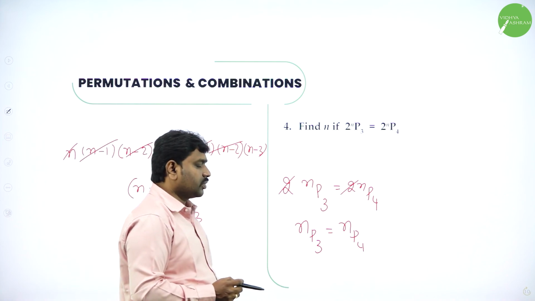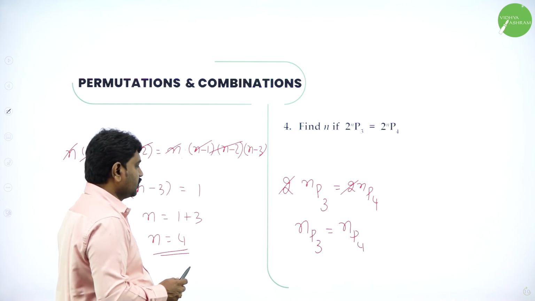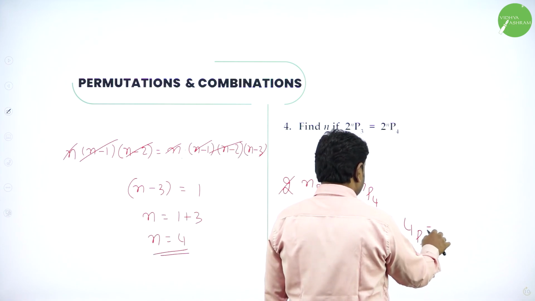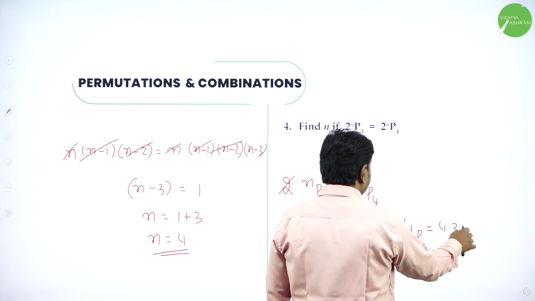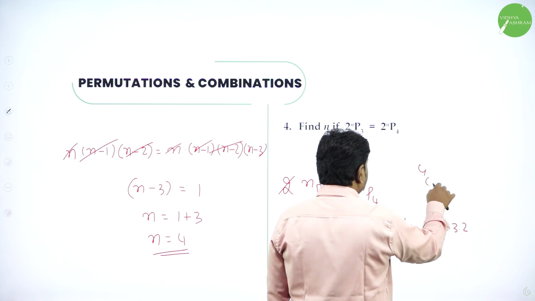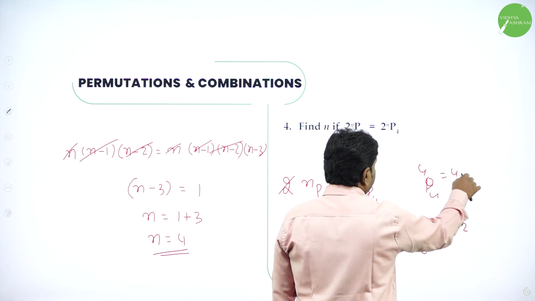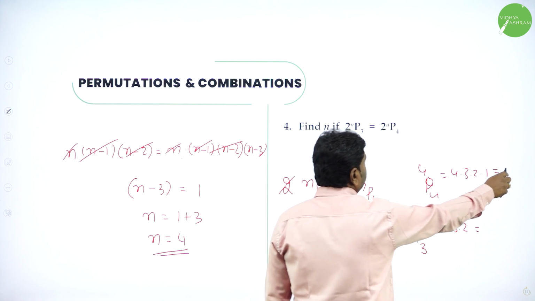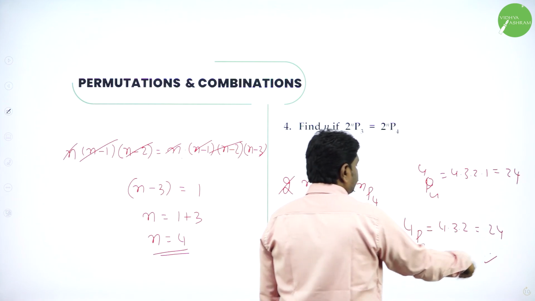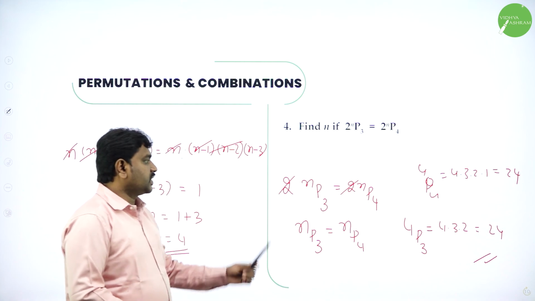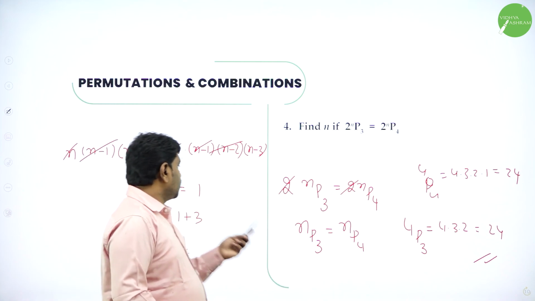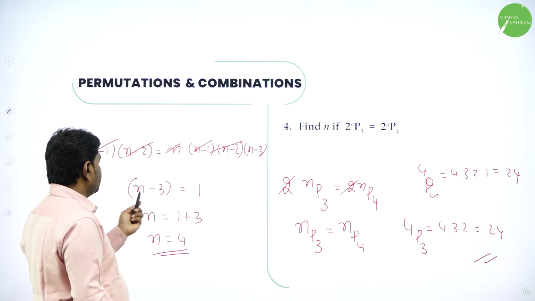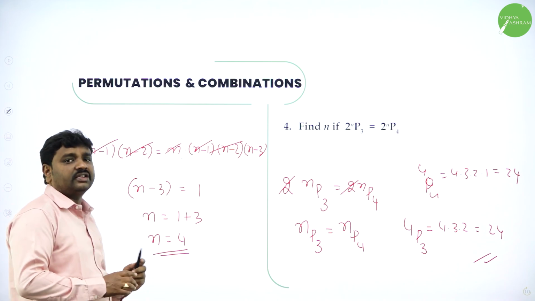4P3 and 4P4 both are the same. That's it. What is 4P3? 4 into 3 into 2. What is 4P4? 4 into 3 into 2 into 1. Both you expand, you will get same answer. 4 3s are 12, 2s are 24. I hope all of you understood this. Cancel this, n minus 3 equal to 1 and solve for n, you will get 4.